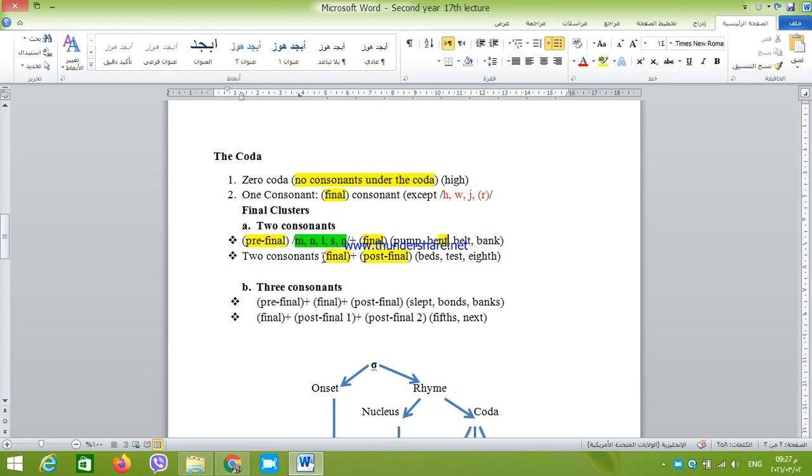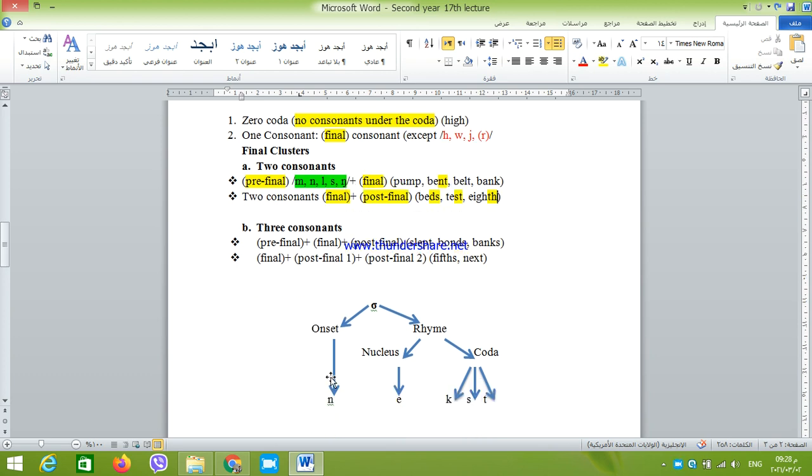The two consonants, we have the final and post-final this time. Here we have pre-final, final. Okay? Like d, z, beds; s, t, test. It should be eighth, okay? Eighth, t plus th. This is also a cluster of two consonants.